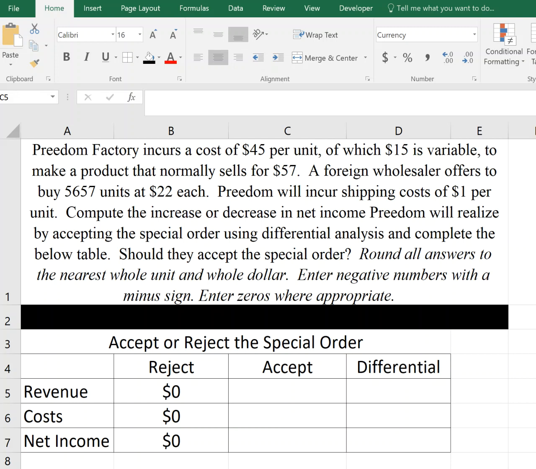Okay, so we've got a question here that's asking us whether or not we should accept or reject a special order. So let me read through the problem really quickly.